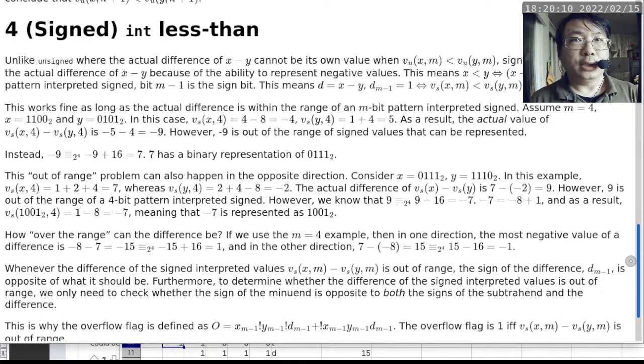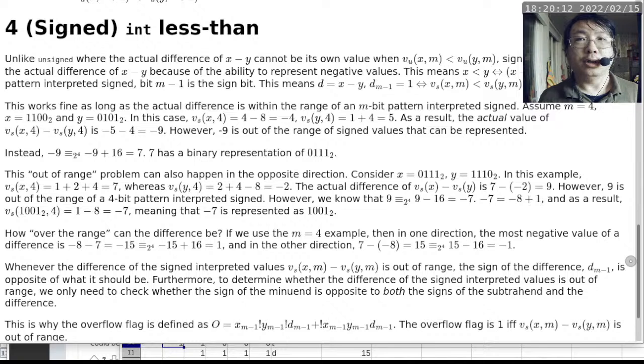All right, so now we're getting to the most confusing section, which is section 4. Section 4 talks about, what about signed less than? We just talked about unsigned less than. What about signed less than? In other words, in a subtraction of x minus y, x being a bit pattern and y being a bit pattern, if we choose to interpret the bit patterns as signed values, how can we confirm x is less than y? That is the question.